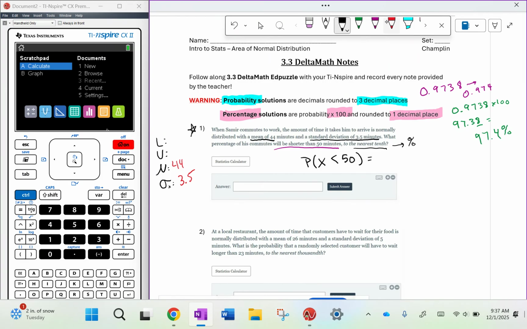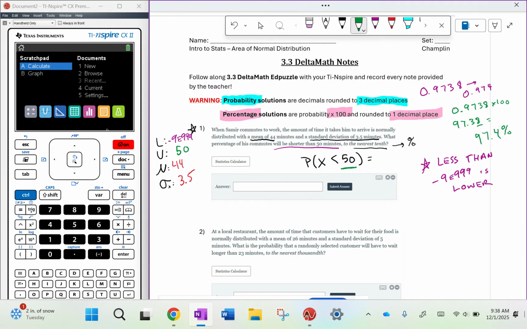So when it is less than, just remember, just like before, less than negative 9e99 is lower. So I have my negative 9e999 as my lower, and then my upper is going to be the value, the number, my 50. So here is my 50 because that's my greatest bound.